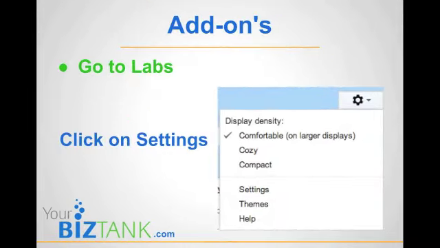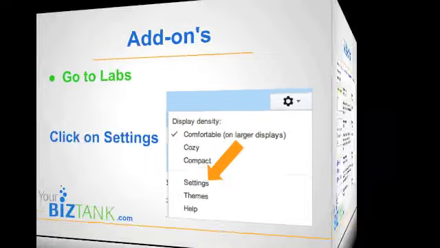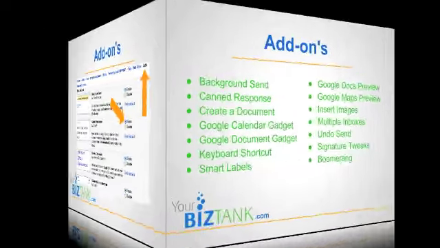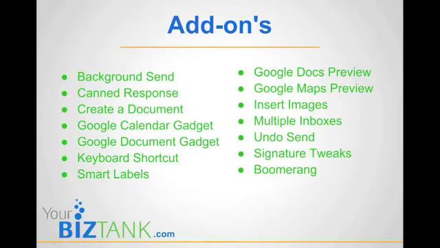To get to add-ons and activate them, go into your Gmail settings. Again, let's go back. We're going to go back to Labs. Once you click on Labs, you're going to see all of the labs come up, which are the apps or add-ons that I'm mentioning. All you have to do is select the add-on that you want, enable it, and then save changes. And this is a list of all of those 14 add-ons that I mentioned.